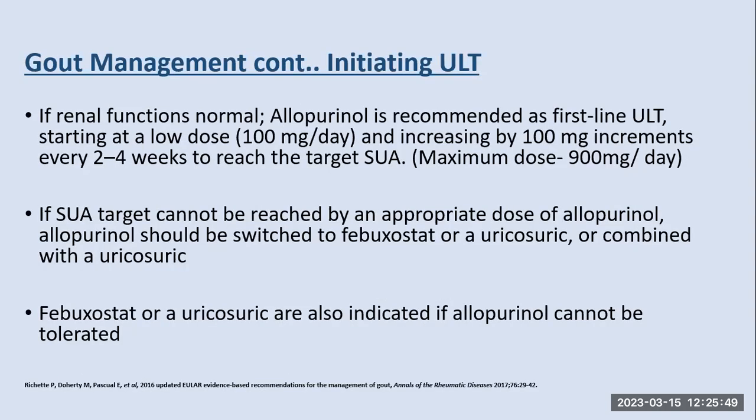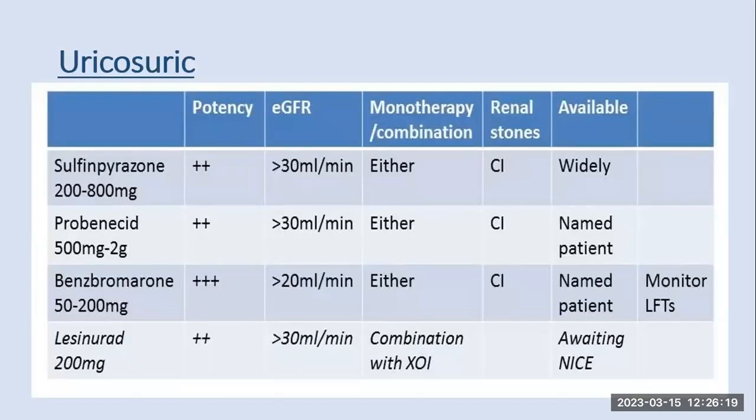So when initiating uric acid lowering therapy, you start off with allopurinol 100 milligram and then slowly escalate. If you don't achieve the target uric acid level with allopurinol doses, you might try febuxostat or change over to a uricosuric agent or to the combination of them. These are the uricosuric agents available.